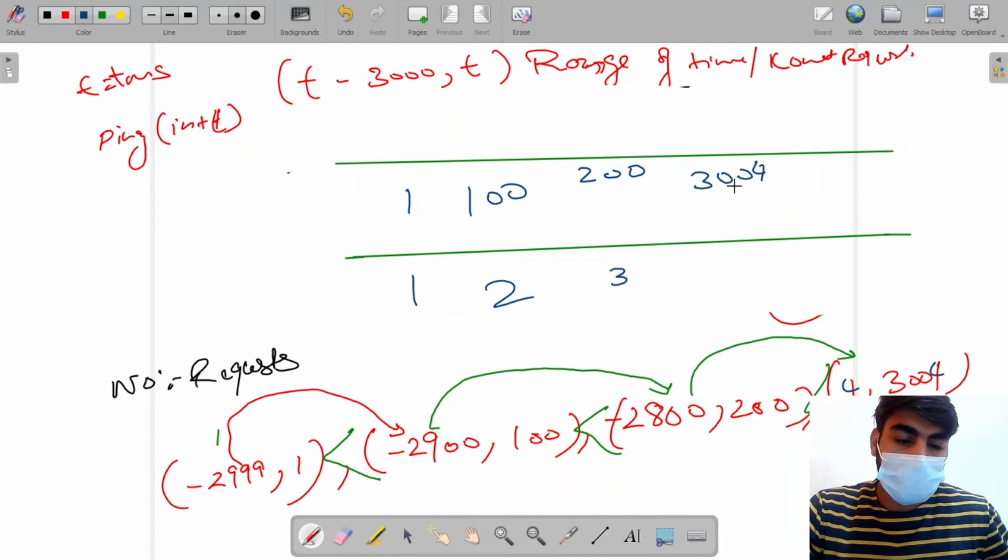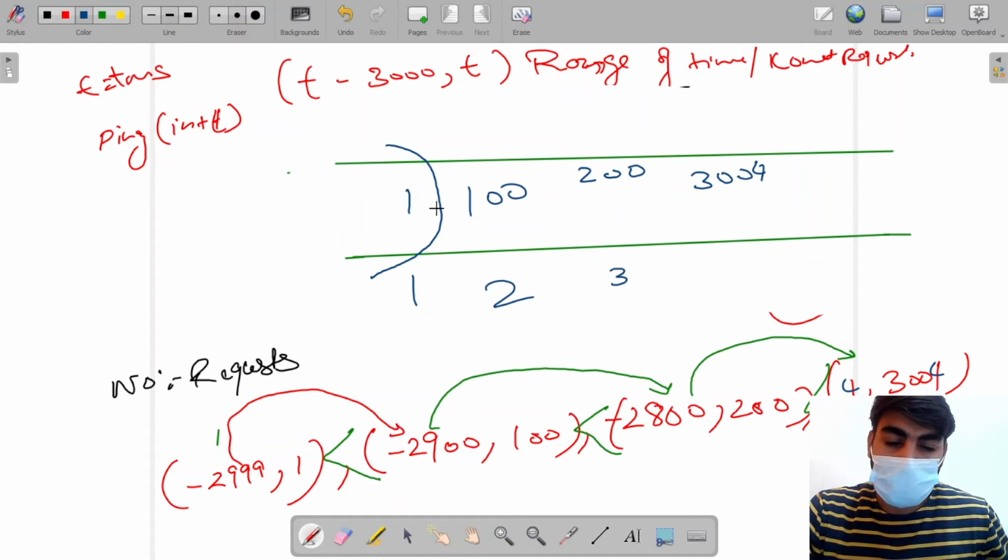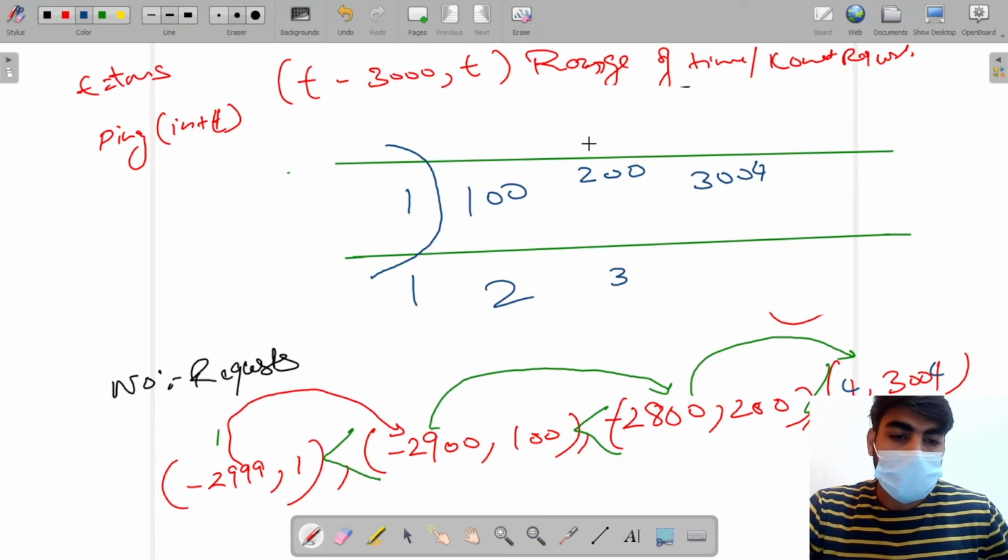Then we have 3004. For 3004, what are we doing? We are neglecting this one, because this one didn't come in our range. So again the number of requests becomes 1, 2, 3. So we write 3 here.